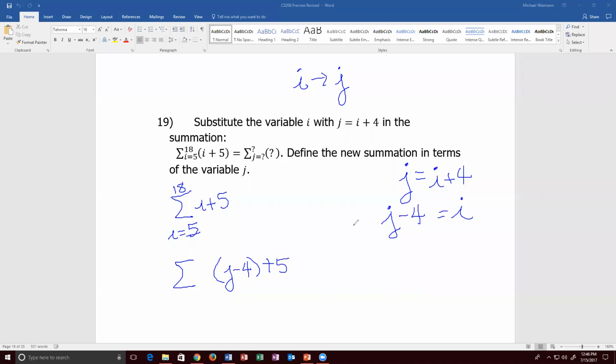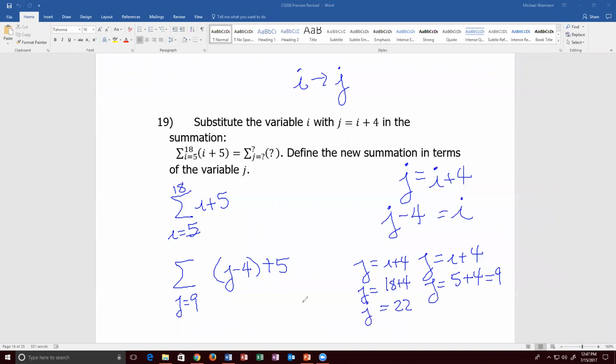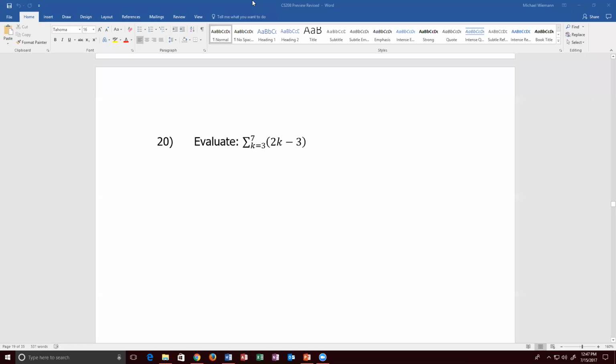Well, i equals 5 on the lower bound. So if j equals i plus 4, and i equals 5, 5 plus 4 is going to make j equal to 9. So j is going to be 9 on the bottom. Same song, different verse. Again, using the statement j equals i plus 4, the upper bound started with 18 as your i value. So I need to make that 18 plus 4, and 18 plus 4 is 22. So my upper bound is going to be 22 this time. Simplify the expression, minus 4 plus 5 is going to make that 1. So we end up with the summation j equals 9 to 22 of j plus 1. Completing problem number 19.